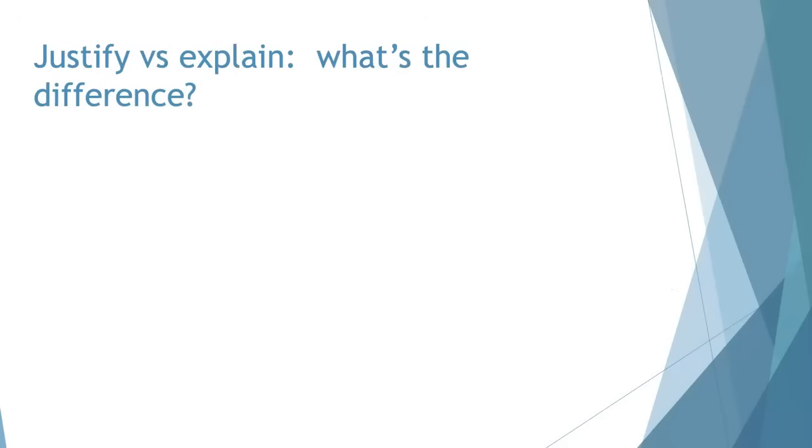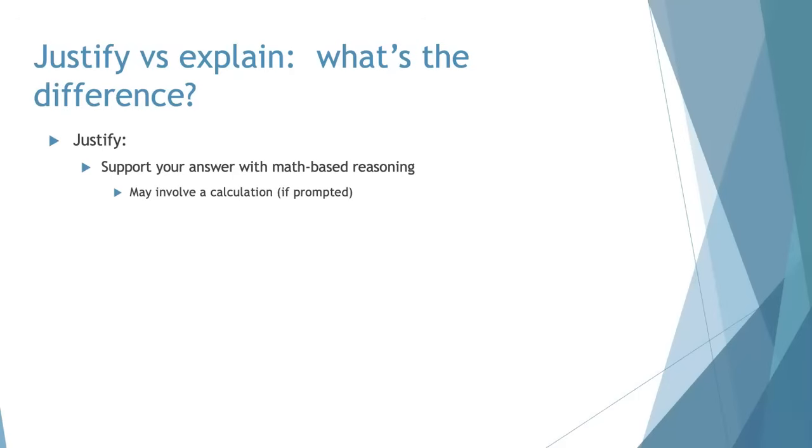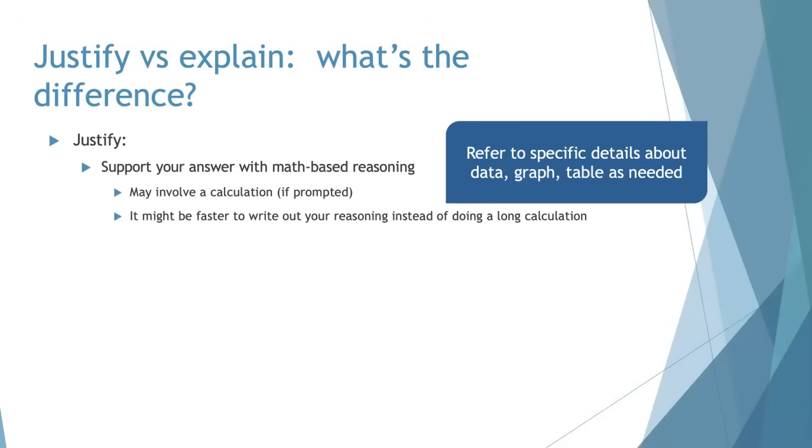In AP Chemistry land, again, vocabulary is so important, and justify and explain mean different things in the context of this course. Justify usually means support your answer with math-based reasoning or support it based on data. It may involve a calculation. Sometimes you'll be prompted to do that. Sometimes you'll find that it's faster to write out your reasoning instead of doing a long calculation. So that's context dependent. It could refer to specific details about data or a graph or a table. It might give you that information, and your justification would need to refer back to those specific details, whatever's relevant.